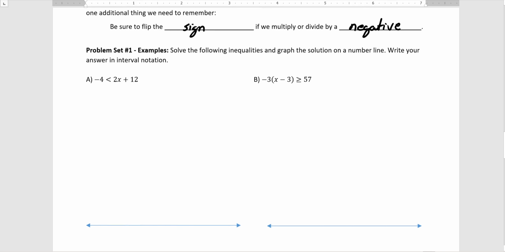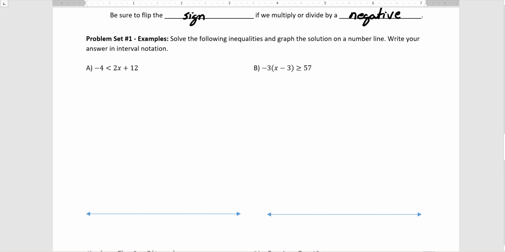So let's look at our first set here. Looking at letter A, we're going to solve the inequality, graph the solution on the number line, and write our answer in interval notation. We're going to knock out all of those things for letter A. So, first thing, I'm going to solve it just like it was an equation. You can almost write that equal sign right above, right? We're going to treat it just like it's an equation. So what would I do to get x all by itself?